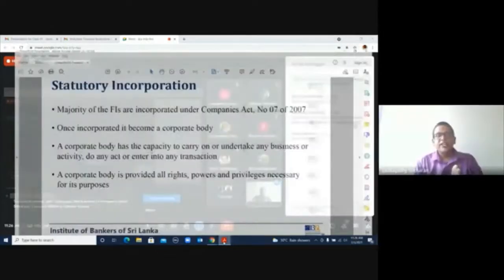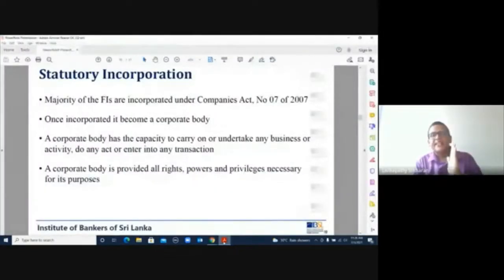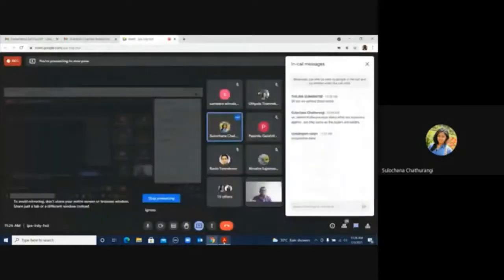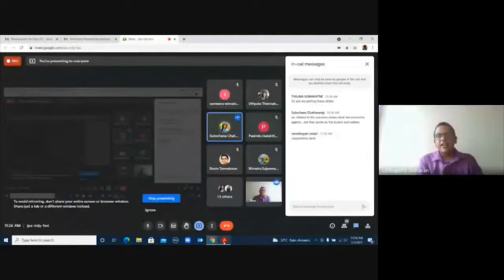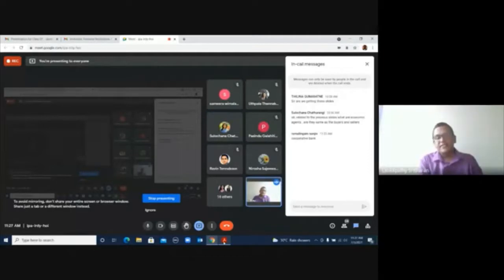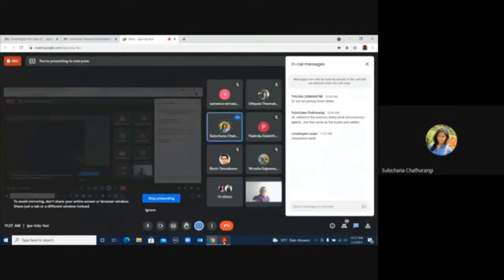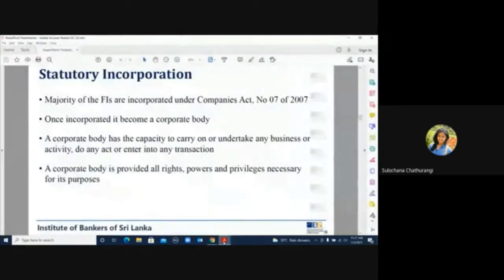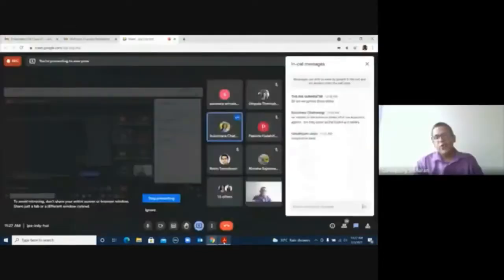The institution which is incorporated under the Companies Act number 7 of 2007, under these circumstances, can that particular institution or company mobilize deposits or not? What is the answer? Yes or no? There is a 50-50 chance. No. Yes, no.